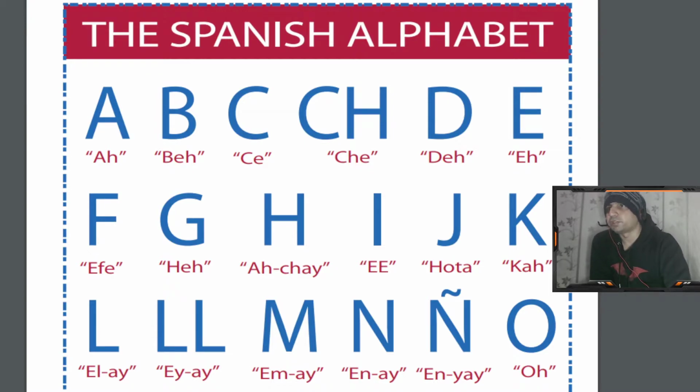This is the Spanish alphabet, ABC, alfabetos. Starting with A, you will call it "ah". It's not going to be "ay", it's going to sound like "ah" every time you speak. So A is going to be "ah". B is going to be "be". So whenever you're trying to make the sound of B, it's going to be "be" in Spanish, right? C is going to be "se".